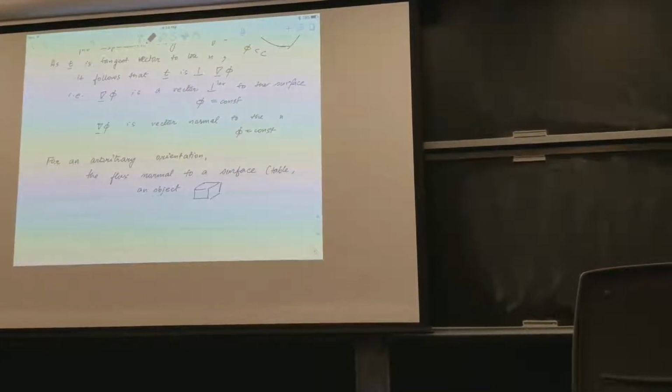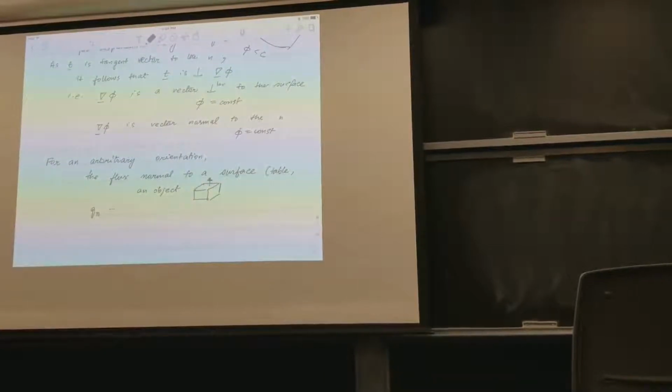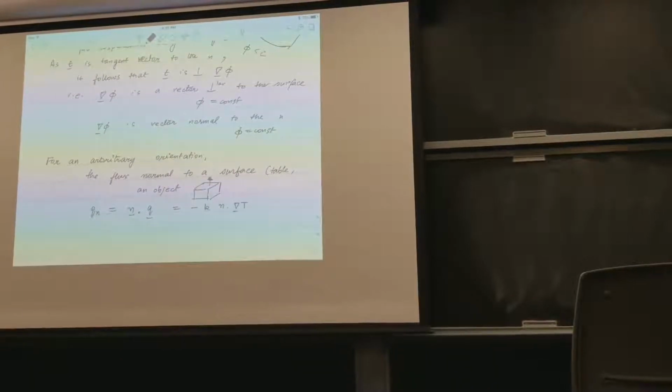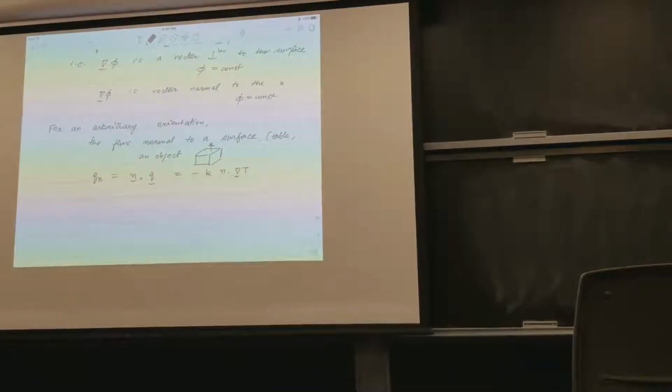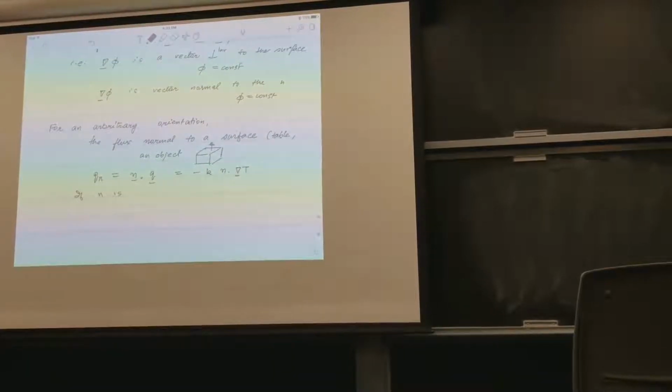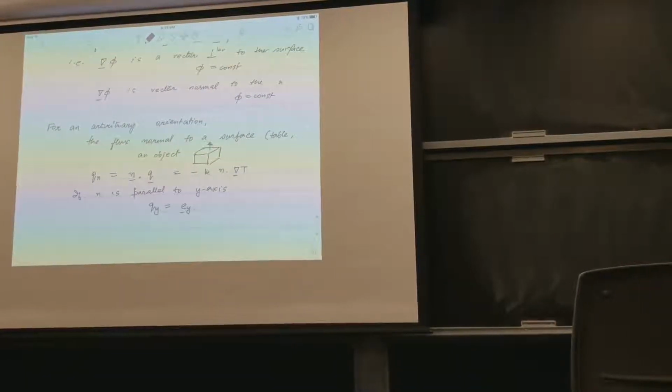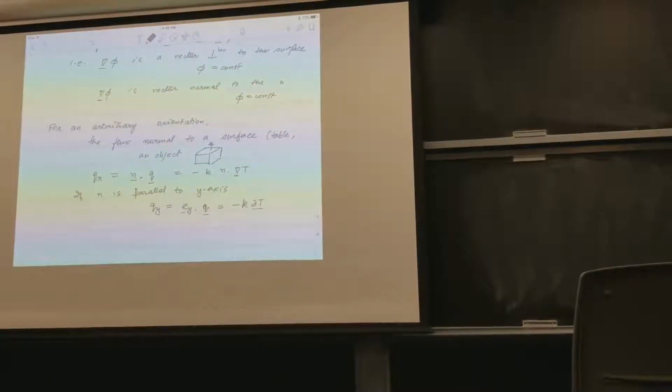So if I'm trying to figure out flux normal to one of the directions, one of the planes here, then that flux is given by n dot q, and of course this would be n dot gradient in T. So if n is parallel to the y-axis, then you can use this to find qy, and that is just k dT.